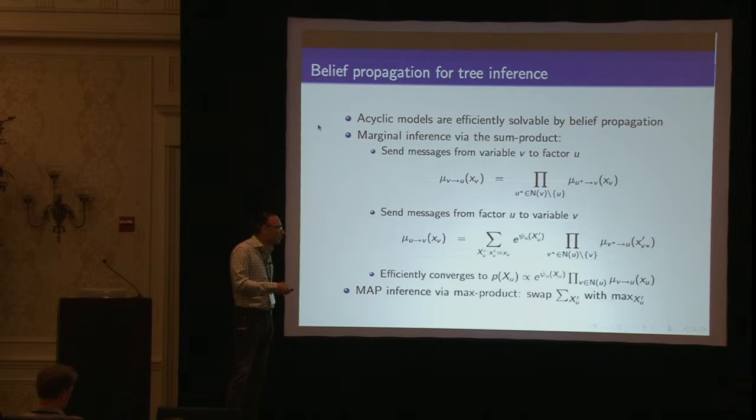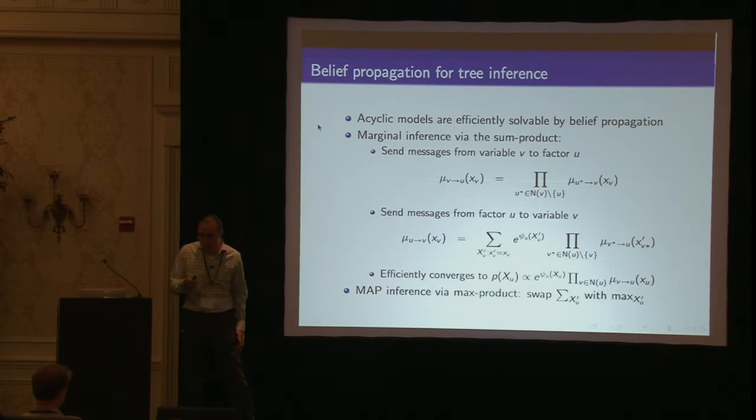Eventually, your messages will converge, and then you can compute the marginal over the variables you care about just by taking this little formula of a product of incoming messages times an exponentiated factor. So this is a very simple update rule, and it gives you the marginals if you have a tree-structured graphical model. If you replace this summation operator with a max operator, then you get the MAP solution you wanted. So you can get marginals and MAP really nicely for trees.